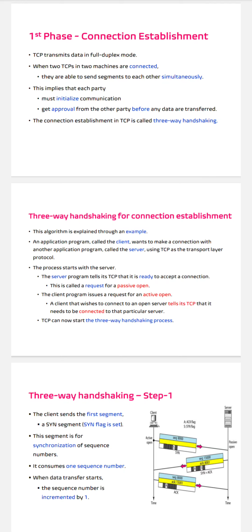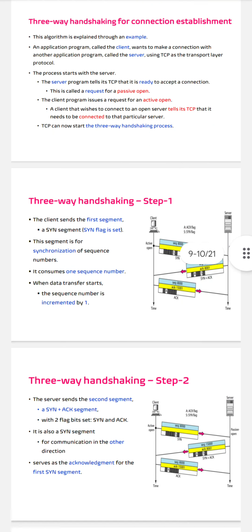An application program called a client and another application program called a server use TCP as the transport layer protocol. The server program tells TCP that it is ready to accept a connection. This is called a request for passive open. The client program requests an active open: the client wishes to connect to a particular server, and tells TCP so. TCP can now start the three-way handshaking process.